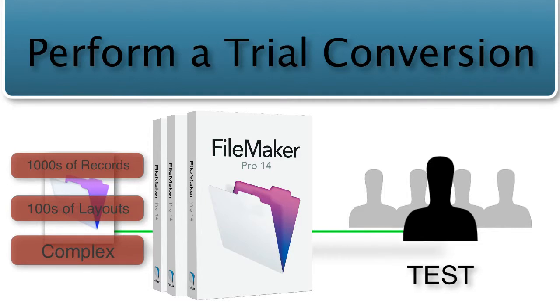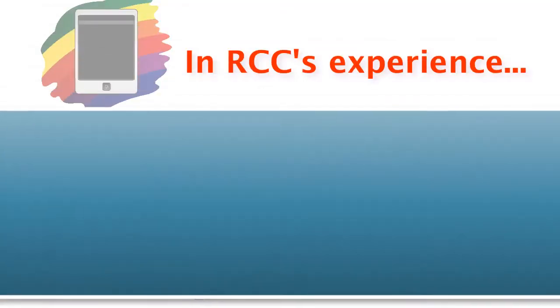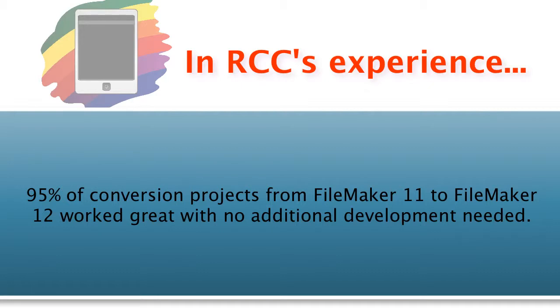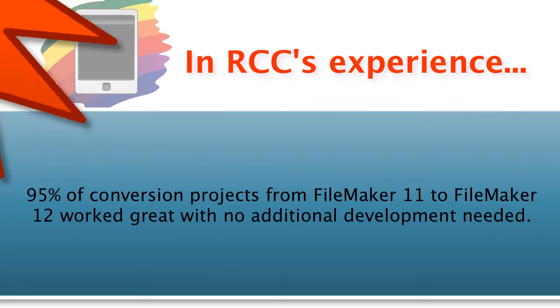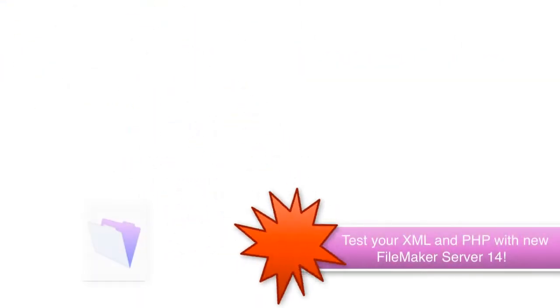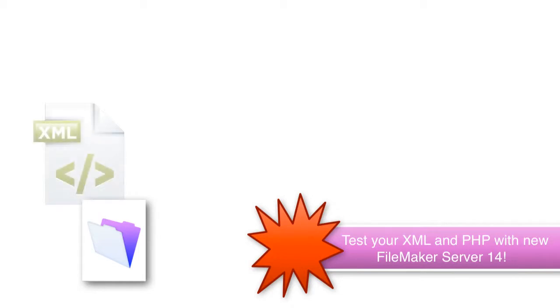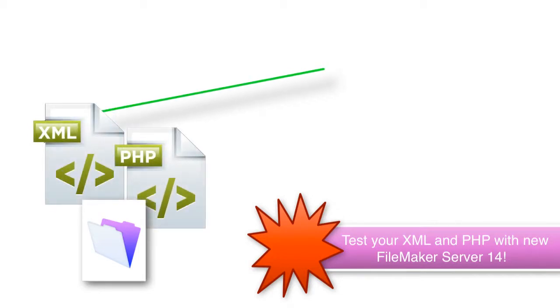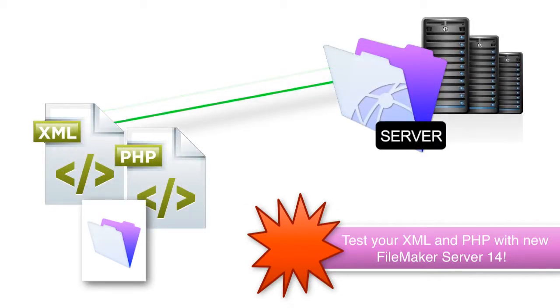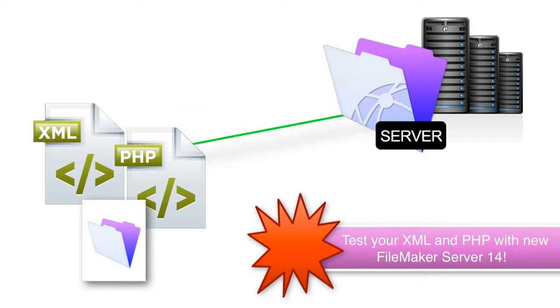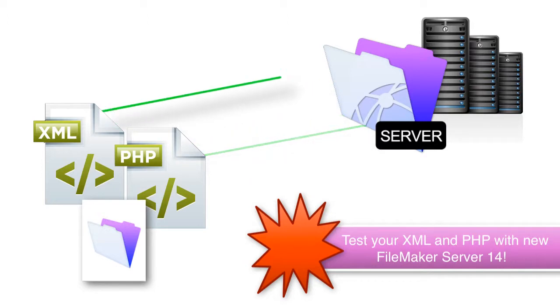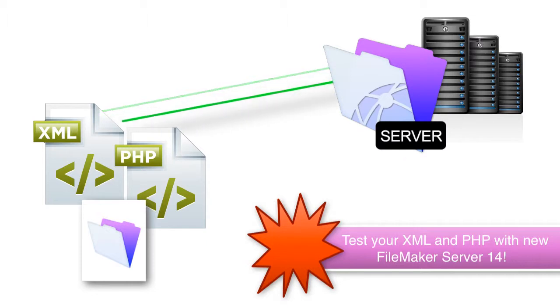The good news is that from our experience, about 95% of all the conversion projects from FileMaker 11 to the new FileMaker 12 format work great without the need for any additional developer interaction with the database at all. As a couple parting comments, if you're using any custom web publishing like XML or PHP interaction with your FileMaker server, you're obviously going to want to do a trial run with your new FileMaker 14 server to make sure this capability is working correctly.